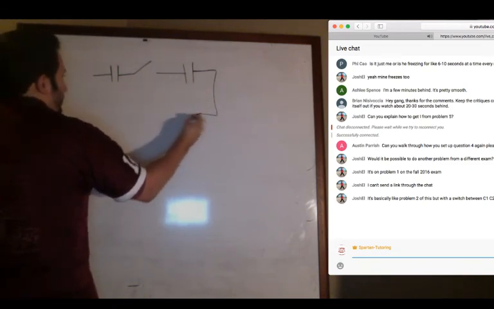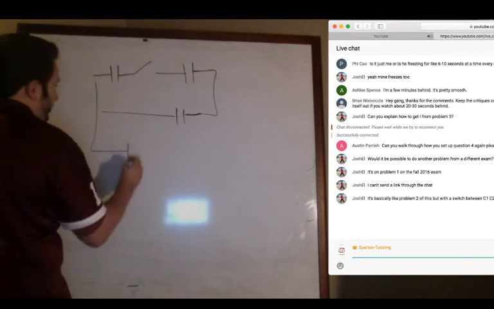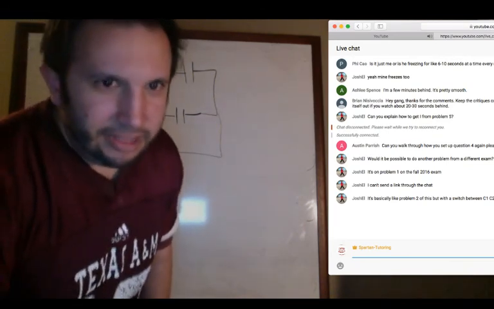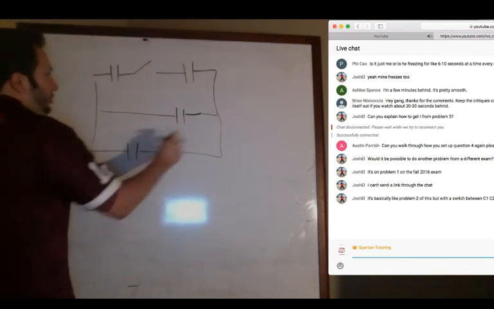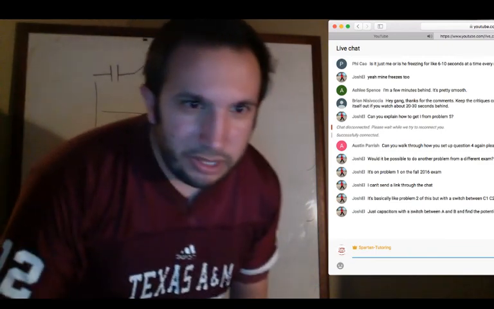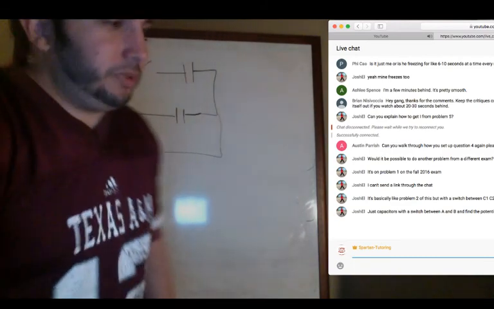And if you have maybe a capacitor here, and then maybe another capacitor. I'm not sure exactly what the circuit would look like. Maybe something like this, but I'm not sure. Is it an RC circuit or is it just capacitors? Just capacitors with the switch between A and B. Find the potential difference between A and B.